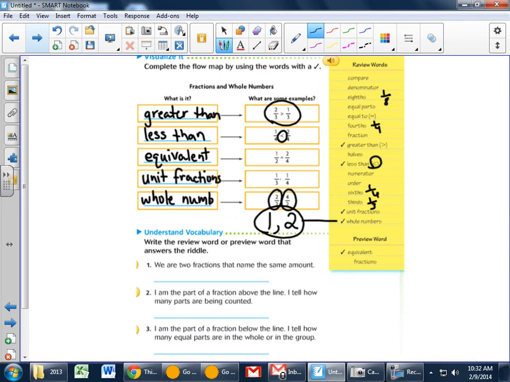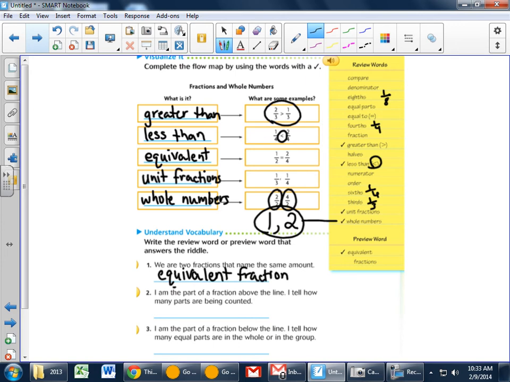So, comparing fractions. On the bottom, write the review word or preview word that answers the riddle. Number 1, we are 2 fractions that name the same amount. So if they're the same, they are equal. So which one of our words? We're going to use equivalent again, and we're going to spell it right. We are equivalent fractions when we name the same amount.